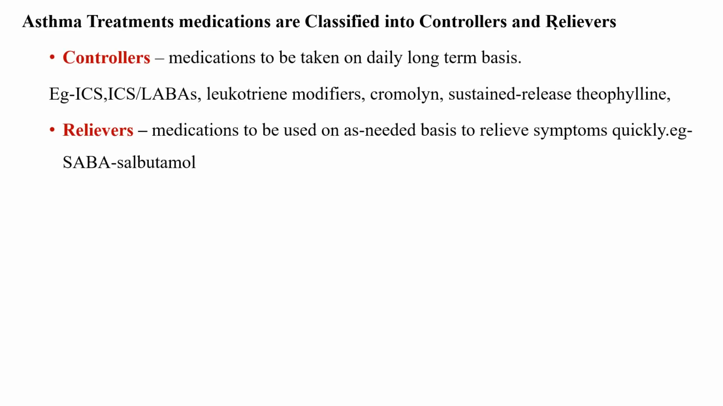Asthma treatment medications are classified into controllers and relievers. Controllers are medications to be taken on a daily long-term basis, mainly inhaled corticosteroids and long-acting beta agonists, and also others. And relievers are medications to be used on an as-needed basis to relieve symptoms quickly.